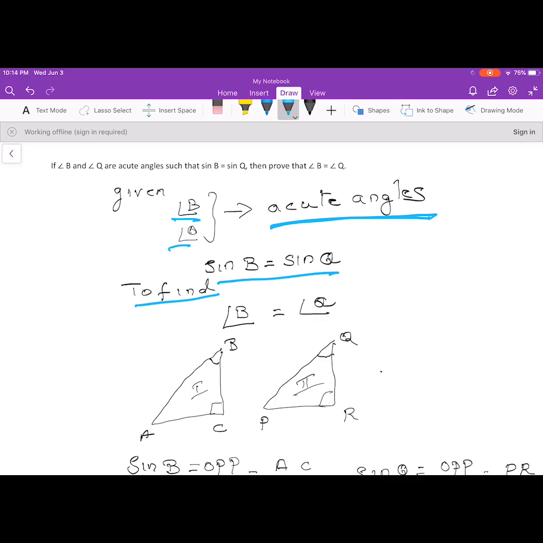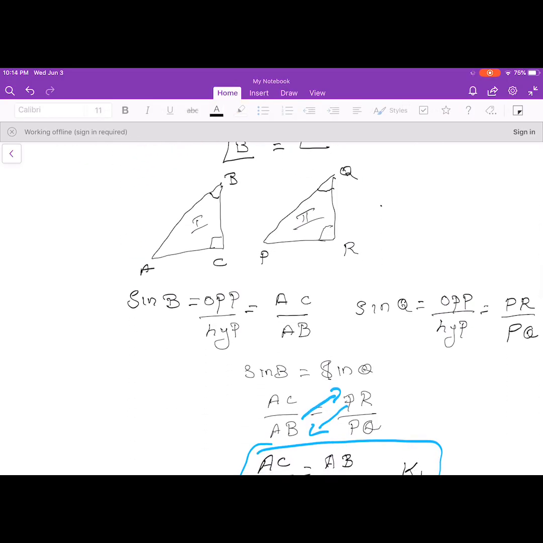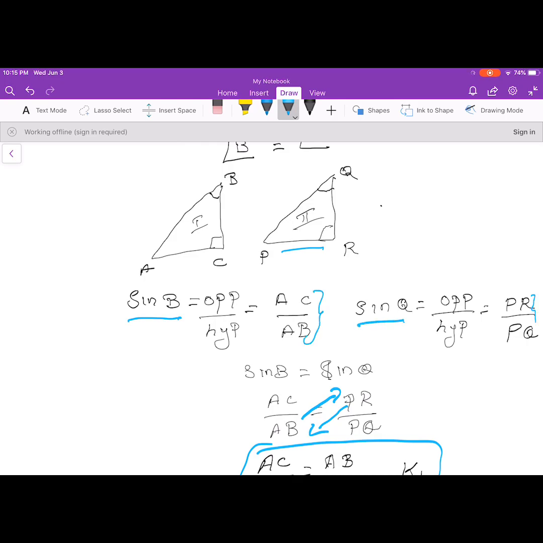For that we are taking two triangles, ABC as triangle 1 and PQR as triangle 2. In triangle 1, I can write sine B is opposite by hypotenuse. Opposite with respect to B is AC and hypotenuse is AB. So it is AC by AB. Similarly, for triangle 2, sine Q is equal to opposite by hypotenuse. Opposite is PR and the hypotenuse is PQ. So sine B is equal to AC by AB. Sine Q is equal to PR by PQ.